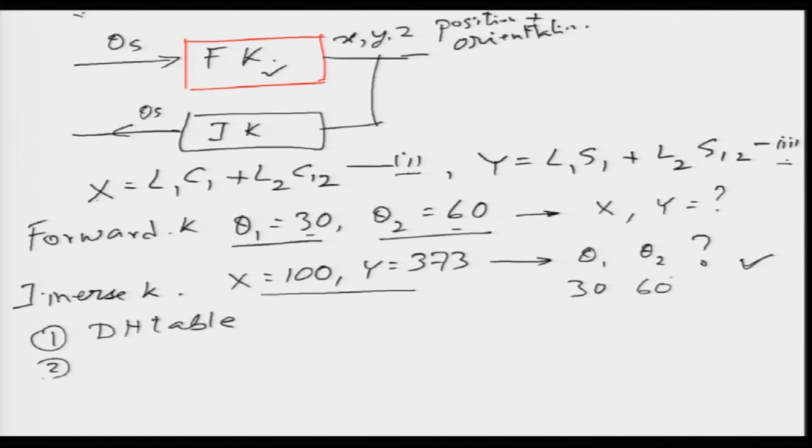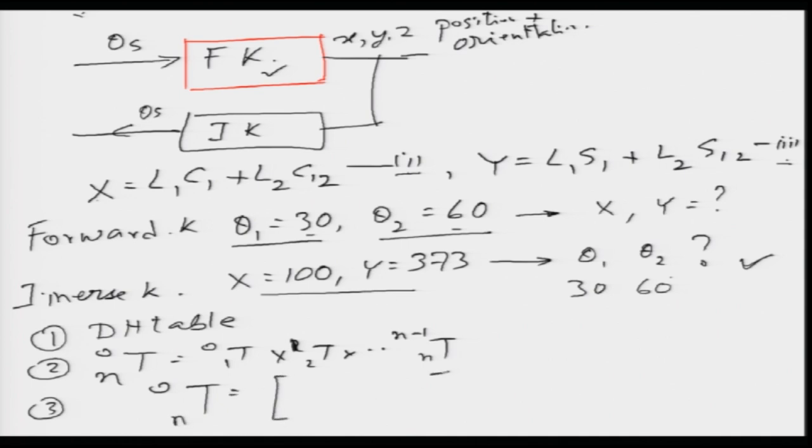Then based on the DH table, we need to make our transformation matrix from the zero frame to the end frame, which means getting all the matrices and multiplying them out: 0 to 1 multiplied by 1 to 2, and so on up to n minus 1 to n. Then we have our final matrix, T0 to n, and we equate this with the desired position and orientation.